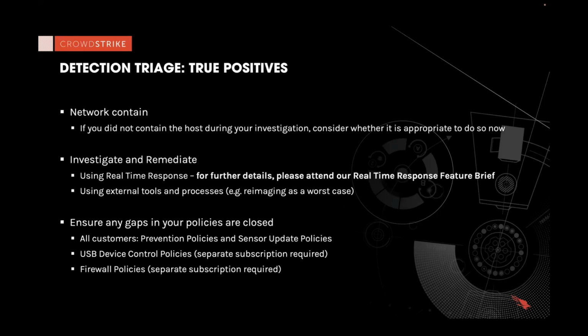If, during the course of your investigation, you find that the detection is a true positive, and you did not contain the affected hosts at the start of your investigation, then consider it again here. You should then perform additional investigation and remediation work as needed, for example, by using our real-time response feature to kill processes, to remove files, and to delete or modify registry keys. If you see disabled preventions, then make sure that you follow up by closing any gaps in your prevention policies, as this will reduce the risk and volume of follow-up work required on an ongoing basis.